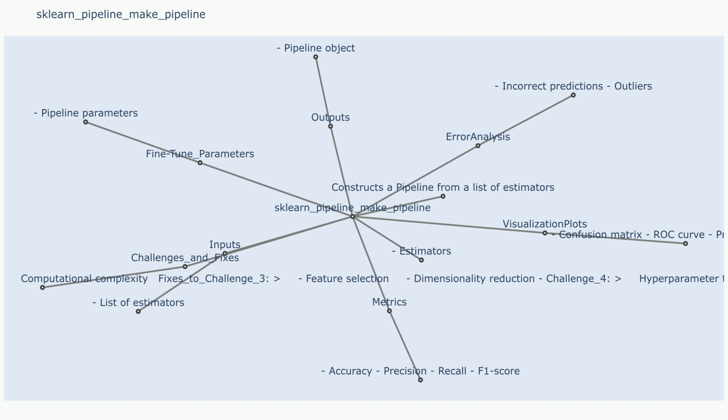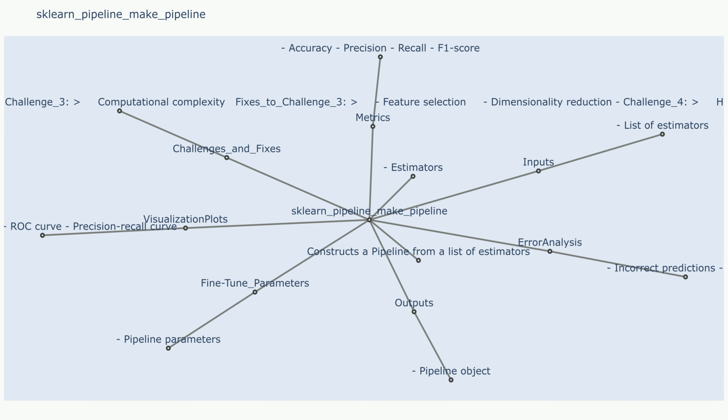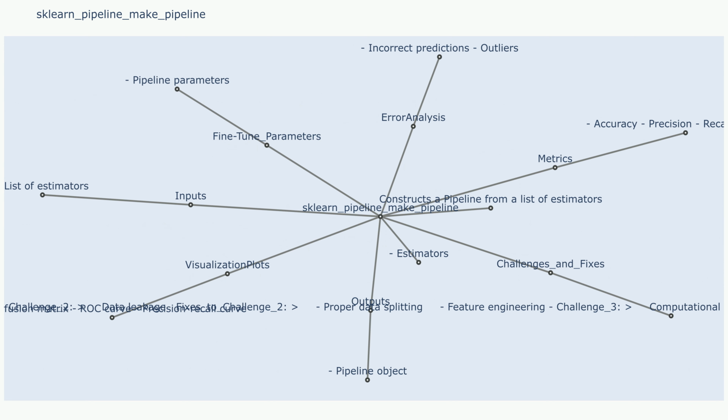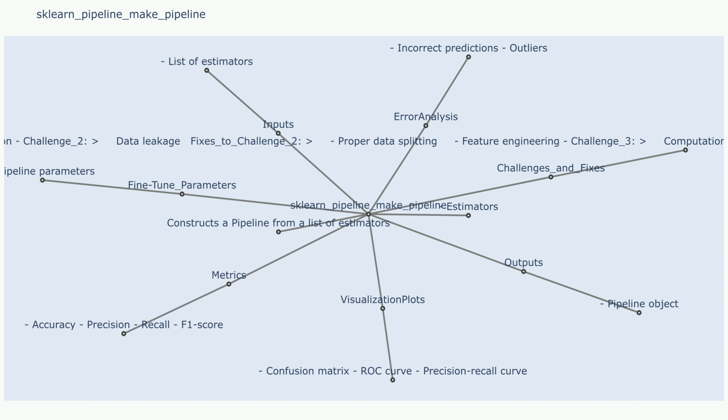Challenges and fixes. Challenge 1. Transformer output shape mismatch. If the output shape of a transformer does not match the input shape of the subsequent estimator, an error will occur. Sample use case that resulted in challenge 1. Applying a PCA with n_components=2 to data with 5 features, followed by a logistic regression model. Fixes to challenge 1. Adjust the n_components of PCA to match the number of features expected by a logistic regression model.